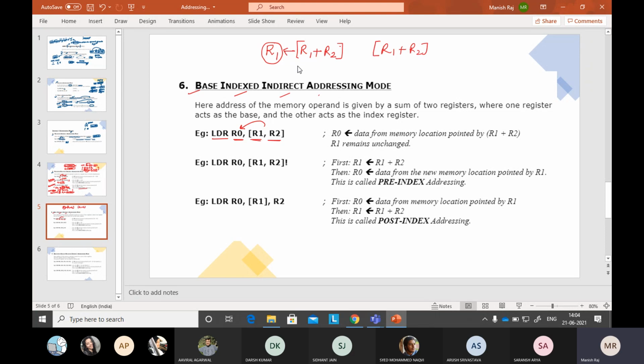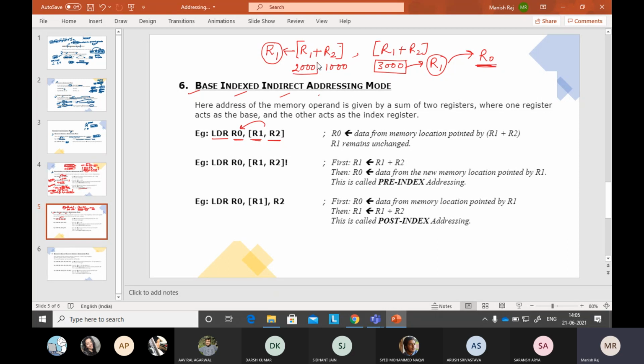Remember this thing. First what is happening: R1 plus R2 it will add. Suppose the address of R1 is 2000 and R2 is 1000. So the total of R1 plus R2 will be 3000. So 3000 will go to R1. After that the value of R1 will go to R0. So this 3000 will first be stored in R1 and then it will go to R0.